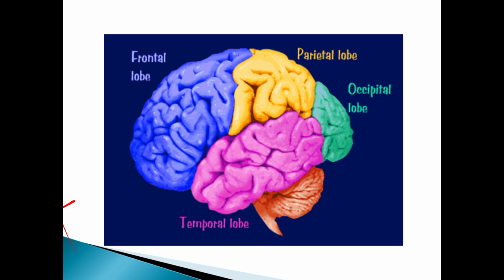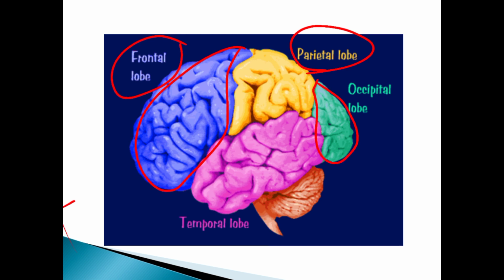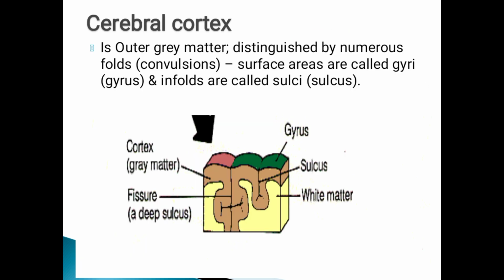The front is called the frontal lobe. This blue color, up to here, is the frontal lobe. Behind that there is the parietal lobe. Behind the parietal lobe, at the back of the brain, is the occipital lobe. And on the ear side, there is the temporal lobe. So these are very important.